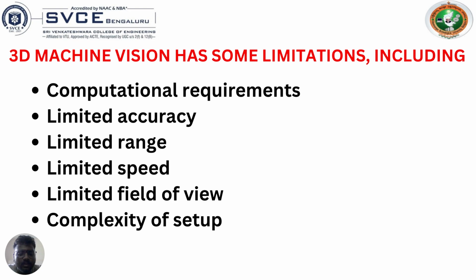For limited speed, 2D and 3D imaging can be unsuitable for applications requiring high speed data capture. For the limited field of view, this can make it challenging to capture the complete 3D model of an object or a complex object. Complexity of the setup: implementing a 3D machine vision system requires specialized expertise for image processing and 3D modeling. This can make it challenging for organizations to adopt the technology, particularly smaller businesses with limited resources.